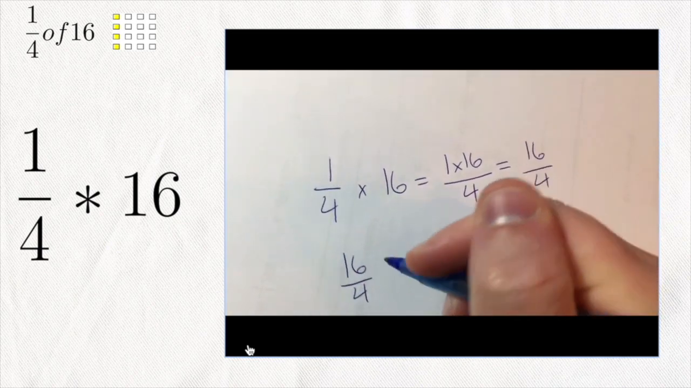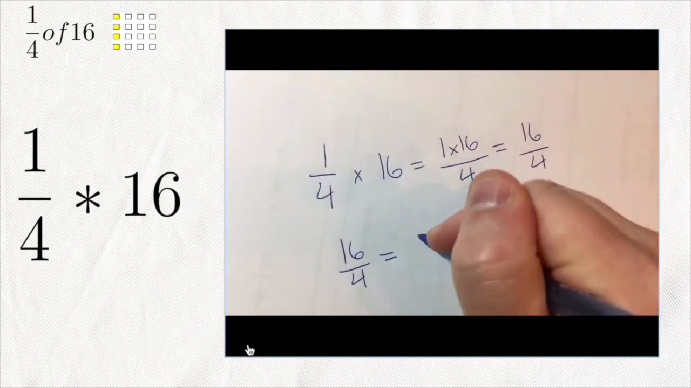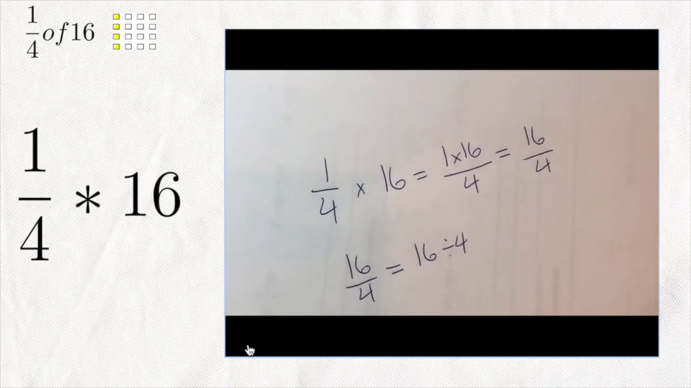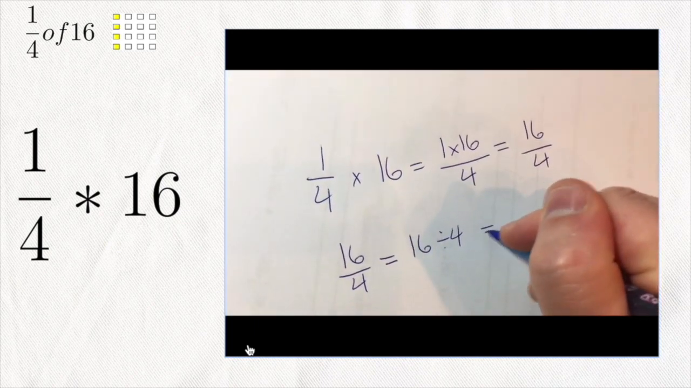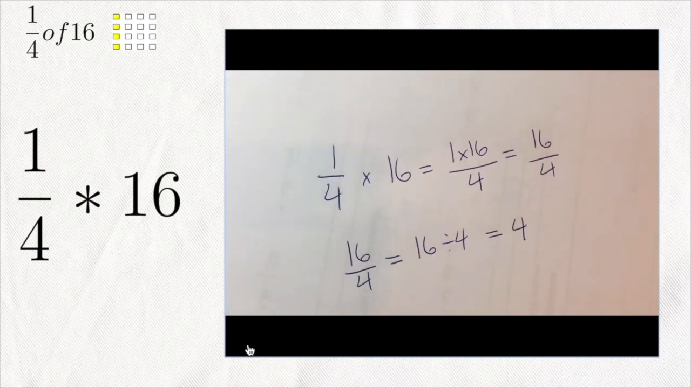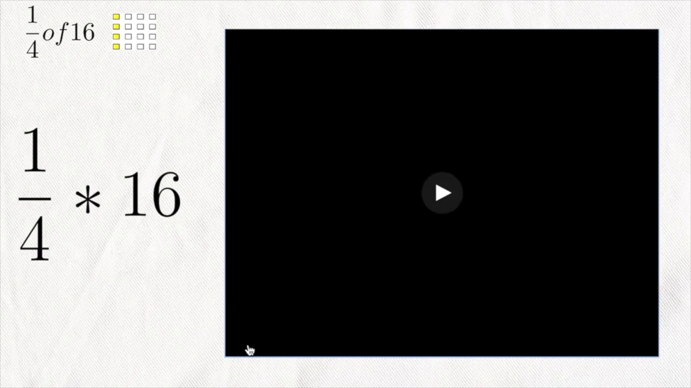16/4, as we know, is the same thing as saying 16 divided by 4. So we can take the numerator, 16, divide it by the denominator 4, which would give us a quotient of 4, which matches up with the picture we had a moment ago.